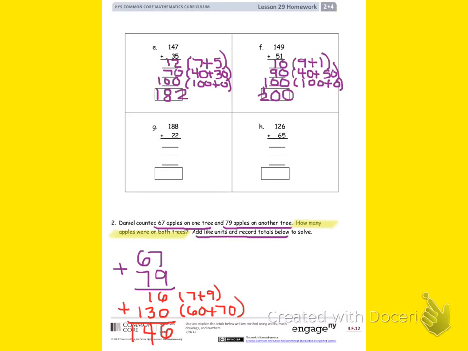How many apples were on both trees? 146 apples were on both trees. Remember, word problems have to be solved with the read, draw, write strategy.